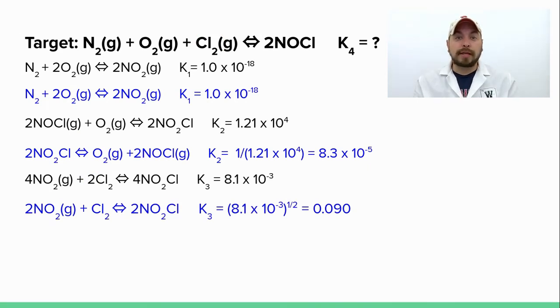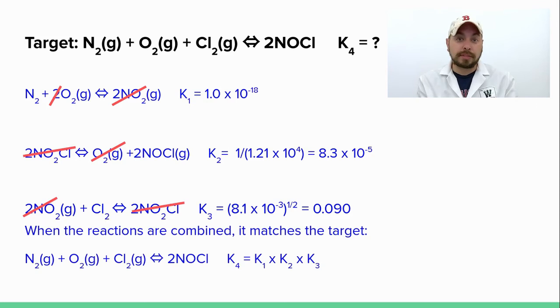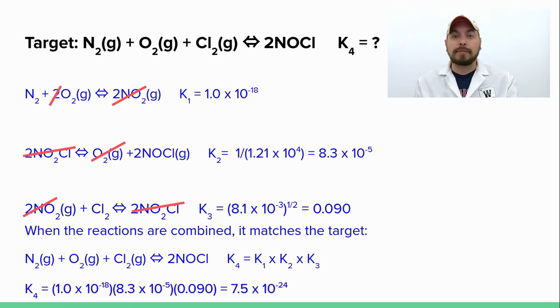To verify that all of those elementary steps stoichiometrically match the target, we make sure we cancel all of the things that are the same on opposite sides, and we combine things that are the same on the same side. We see that this matches our target. Therefore, the K value of our target is equal to the multiplication of K of the first, K of the second, and K of the third. Therefore, the answer we get is 7.5 times 10 to the negative 24th power.